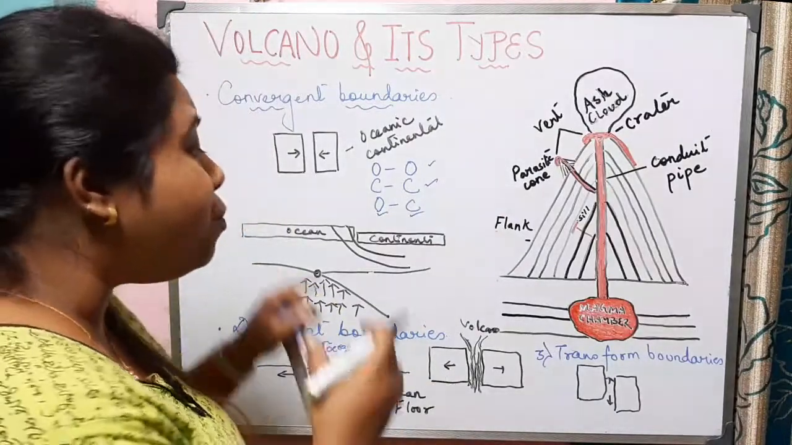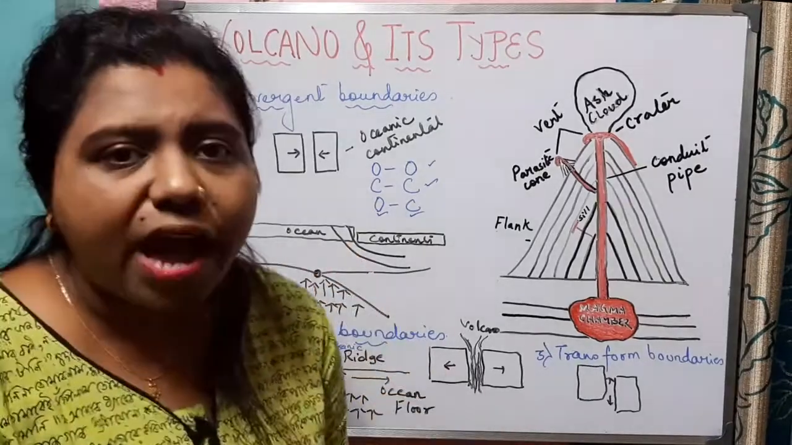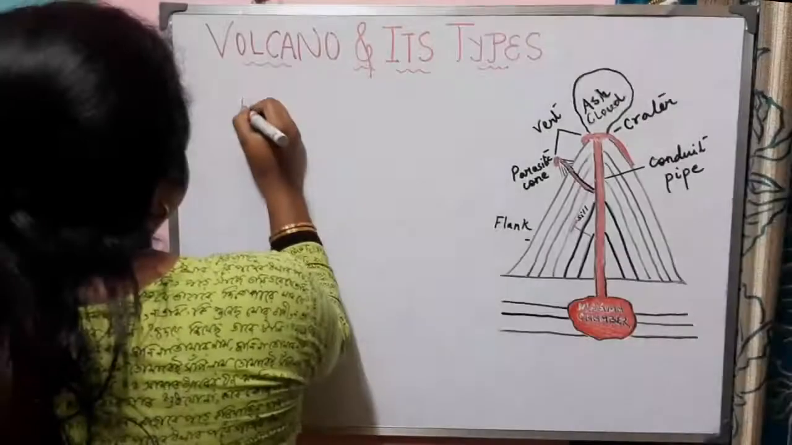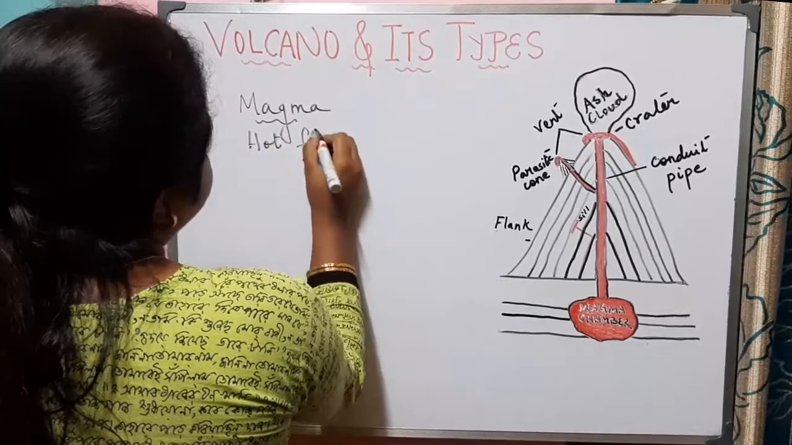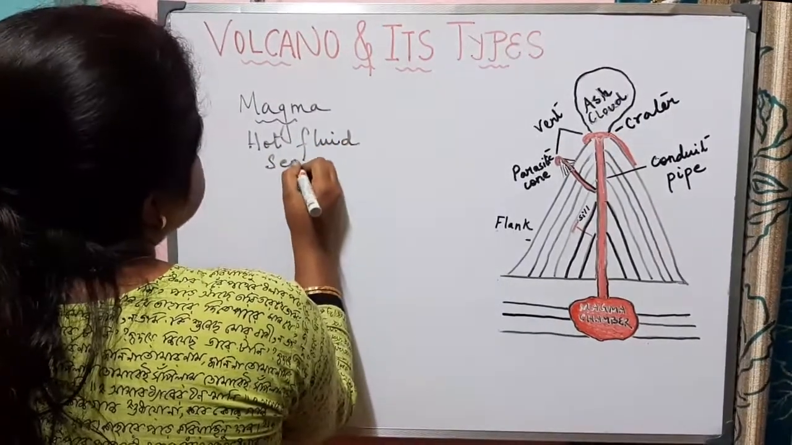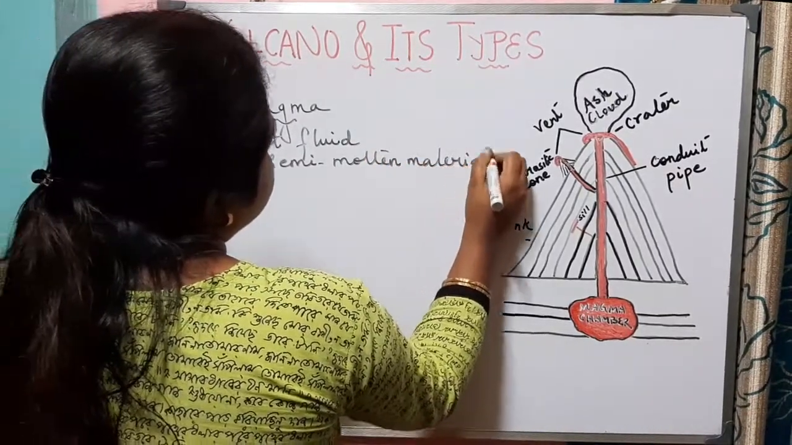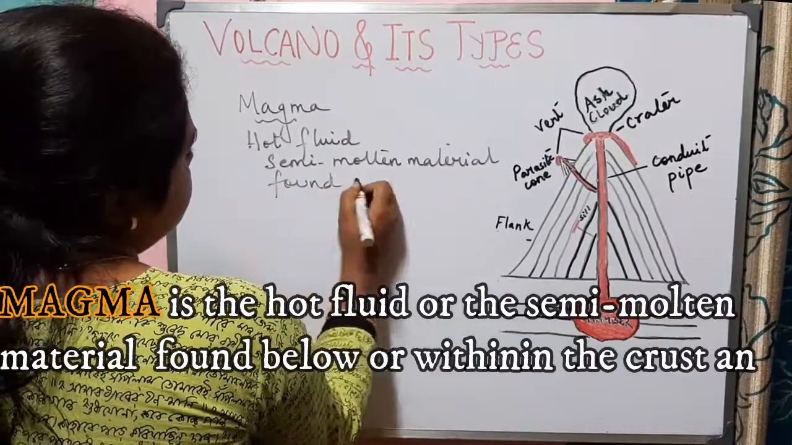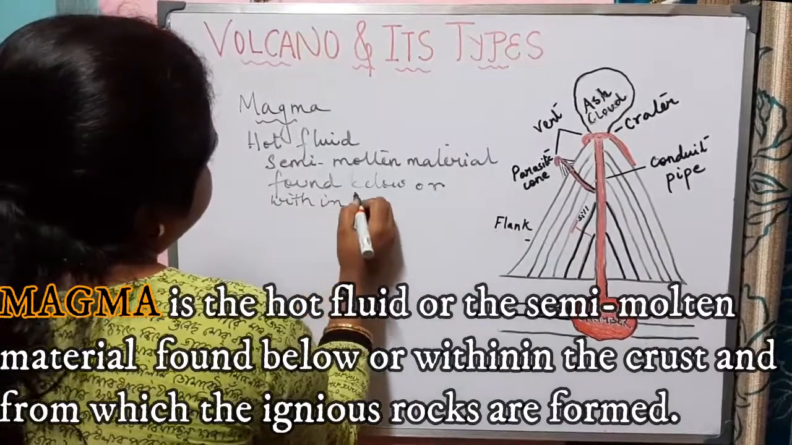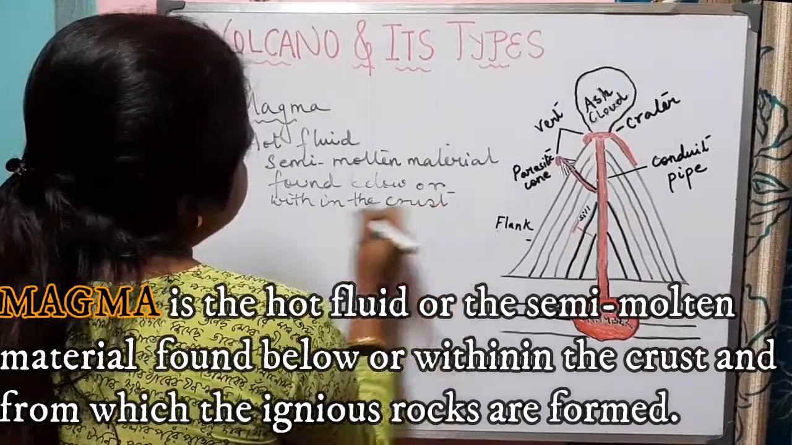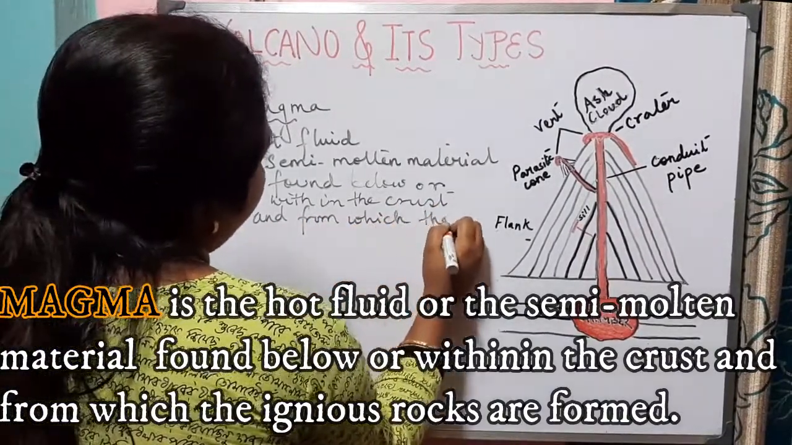Now let us know, what do you mean by magma? As we are saying that the magma will rise up. Now what is magma? A magma is the hot fluid or the semi-molten material found below or within the crust, and from which the igneous rocks are formed.